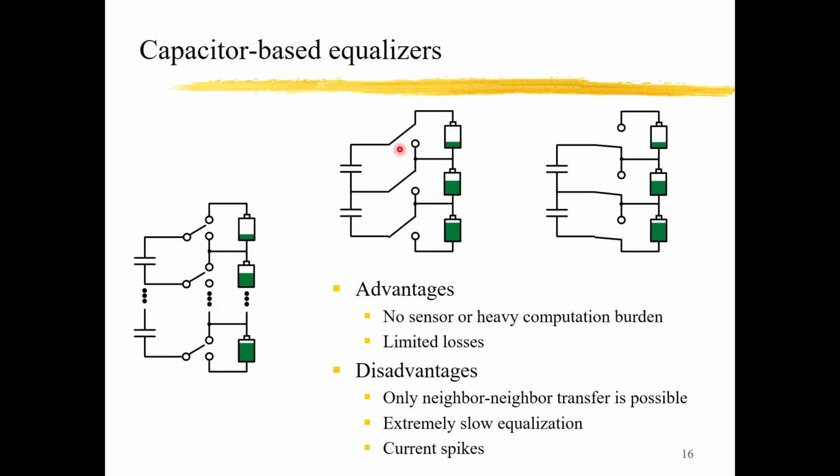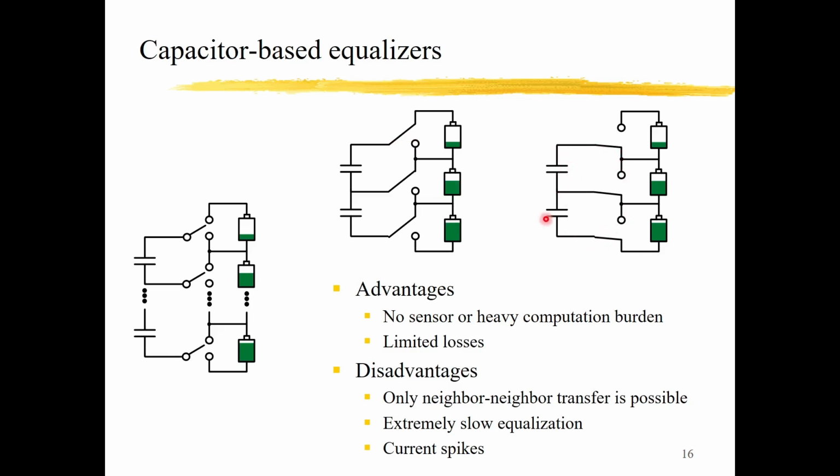If all the switches are attached to the upper terminal, then you can see the capacitors are attached to the upper battery cells, and the voltage of the capacitor will be aligned to the battery cells. So here the battery voltage, the capacitor voltage is like this one, and this capacitor voltage is like this one. And then we just reconnect the switches to the lower terminal.